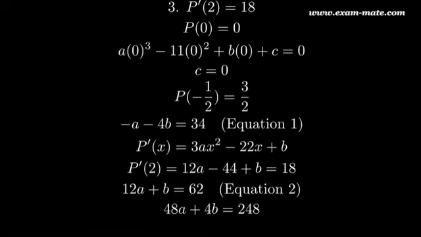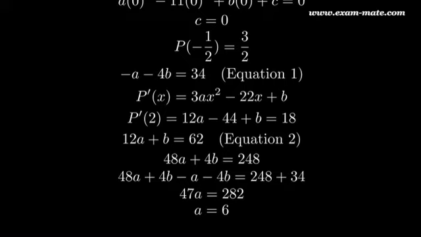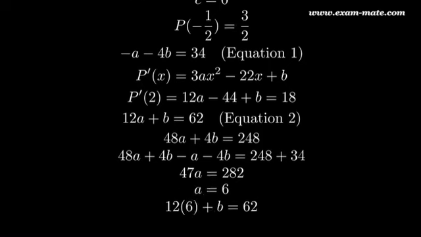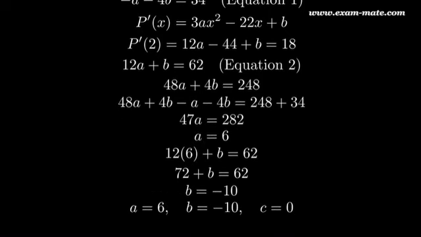Let's multiply equation 2 by 4 to get 48a plus 4b equals 248. When we add this to equation 1, we get 47a equals 282, so a equals 6. Substituting a equals 6 back into equation 2, we get 72 plus b equals 62, so b equals negative 10. Therefore, we have found that a equals 6, b equals negative 10, and c equals 0.